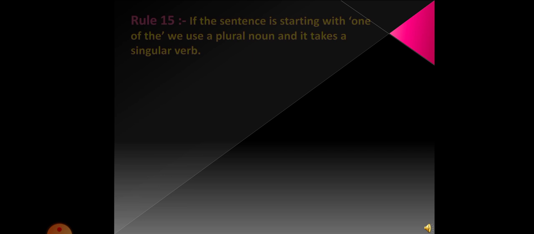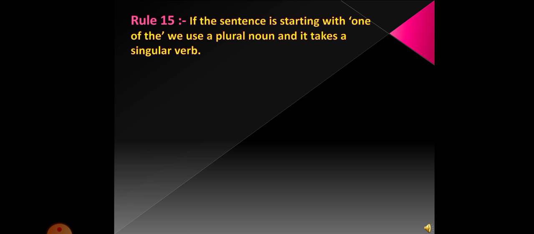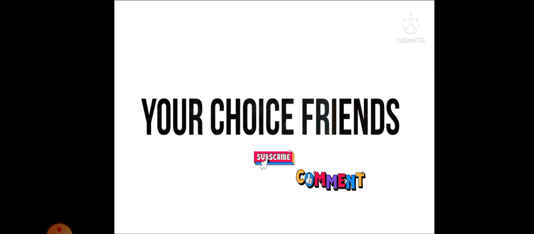Now the next rule is if the sentence is starting with one of the, then we use a plural noun and it takes a singular verb. One of the teachers is not teaching. One of the cows is on the road. Okay.